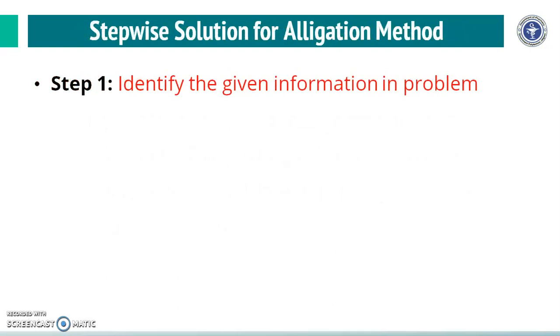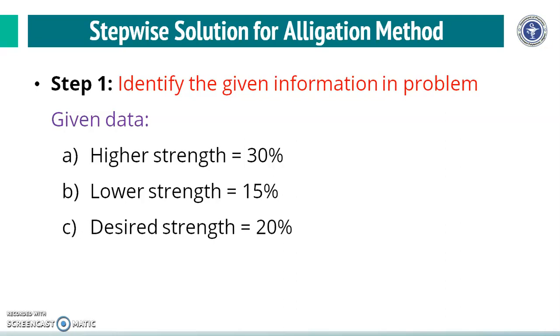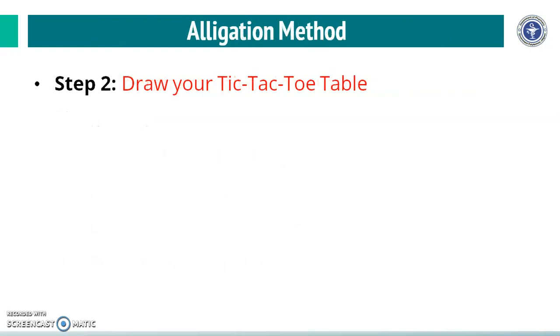The first step is to identify the given information in the problem, which we call the data given. Here you can see the higher strength given is 30%, lower strength is 15%, desired strength is 20%, and the final volume is to be given in parts. So this is what the given data is. Now let us go ahead and find out the second step.